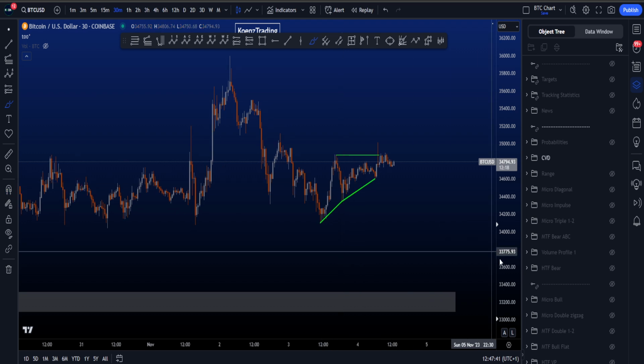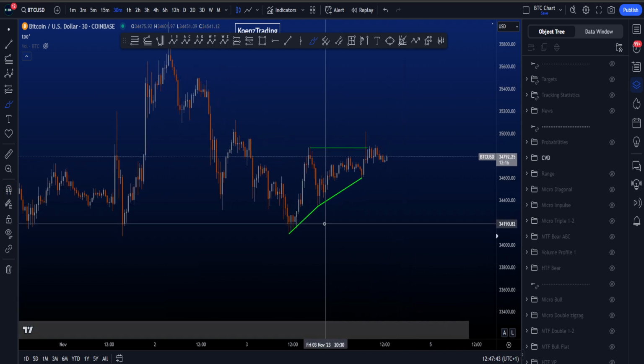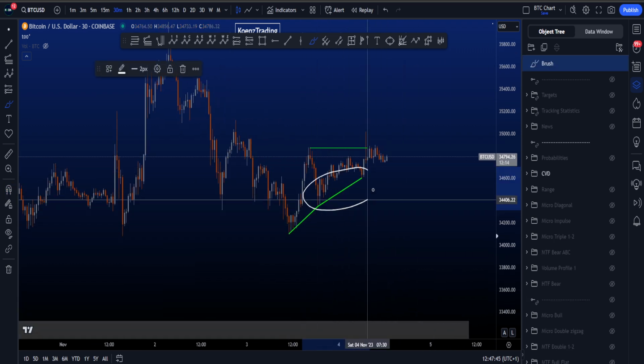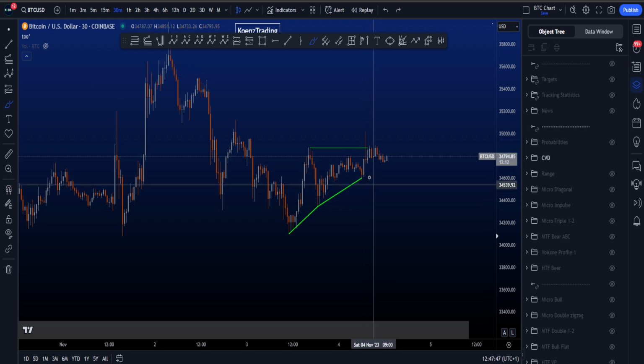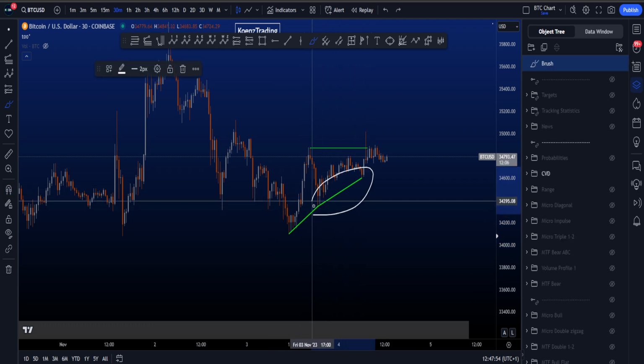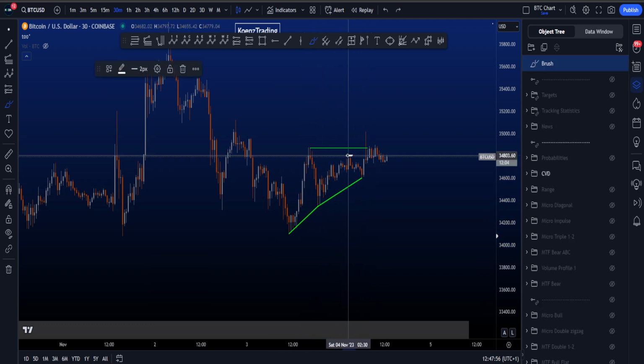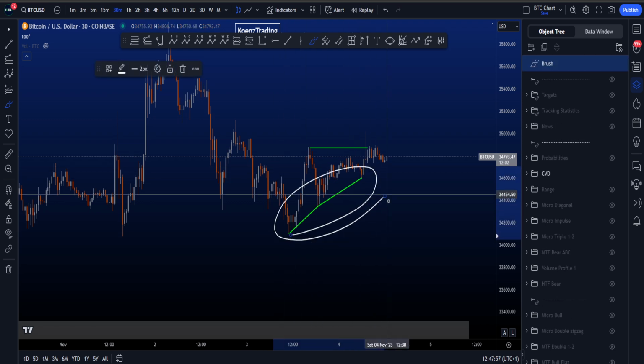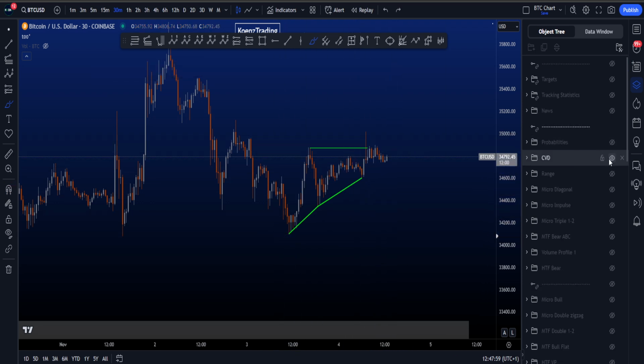If we look at these CVD divergences, then the divergences played out as mentioned this morning. We had bullish CVD divergences, price pushing to the upside, taking this high. That was the target of this bullish CVD divergence. The target of this one over here was the lower high, which also has been taken. So these have played out, and currently we are in a neutral playing field.